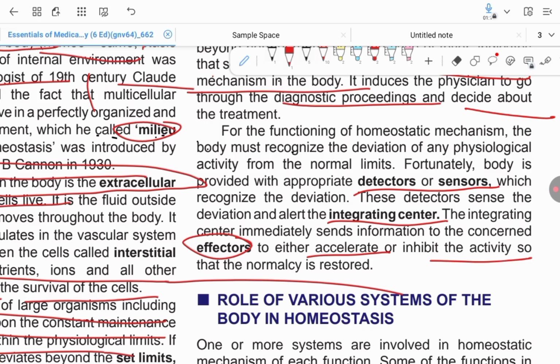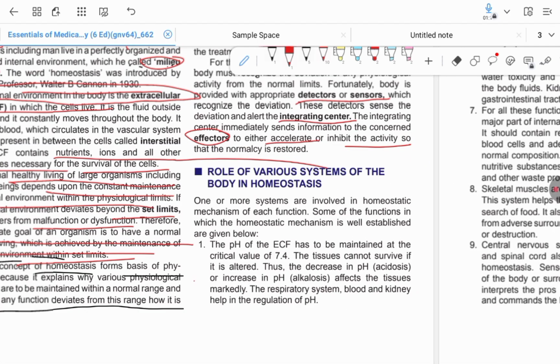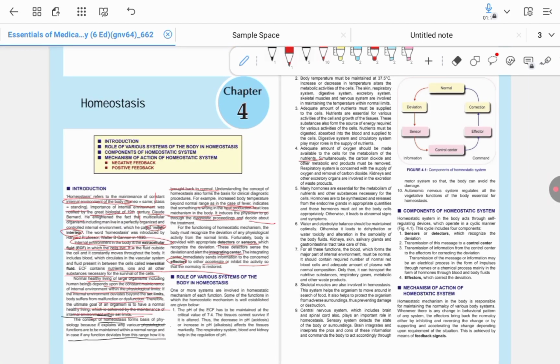So now the role of various systems of the body in homeostasis.